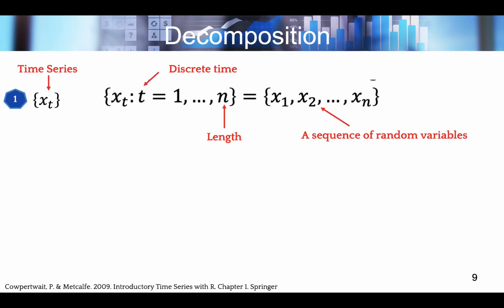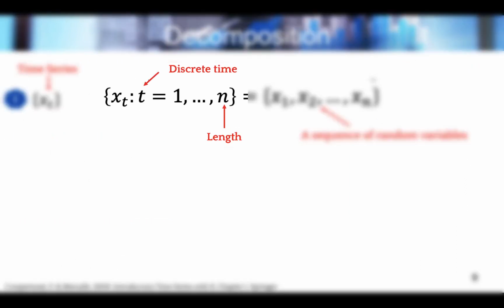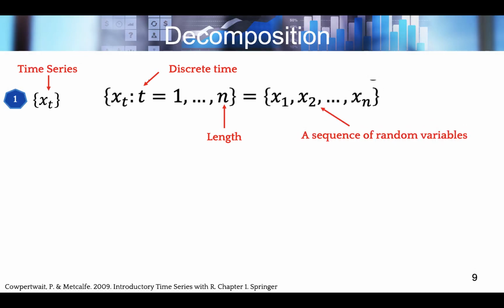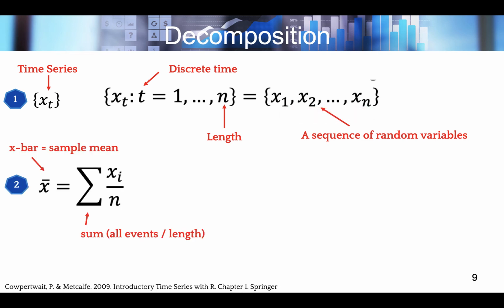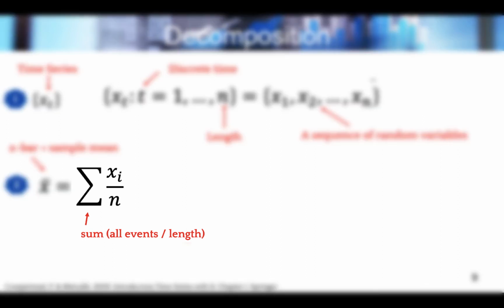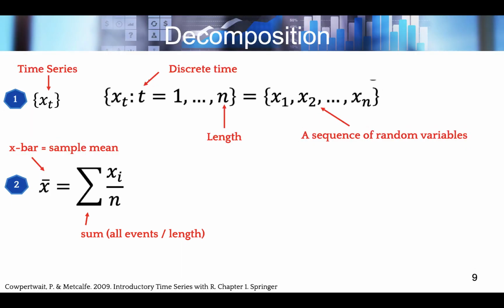Let's represent our time series of length n by {x_t} in curly brackets. So n is our length, t is discrete time, and we have a sequence of random variables x1, x2, up to xn. X bar represents a sample mean for our time series, which is the sum of all x_i's over the length of the time series.